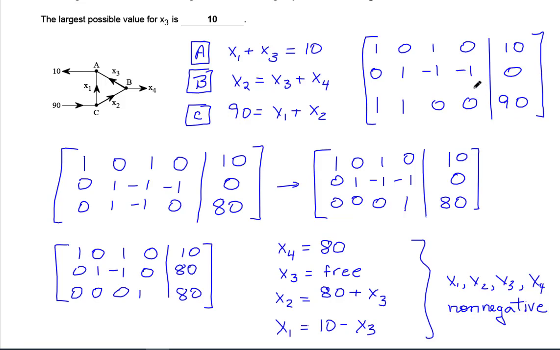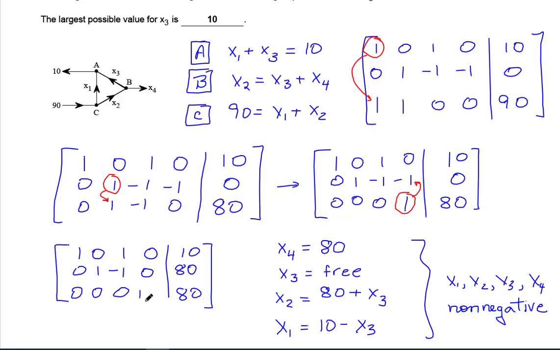All right, so what I did was I used this one to make a 0 under it in row 3. I then used this one to make a 0 under it, and that looks good. I then used this one to make a 0 there, giving me this in row reduced form.